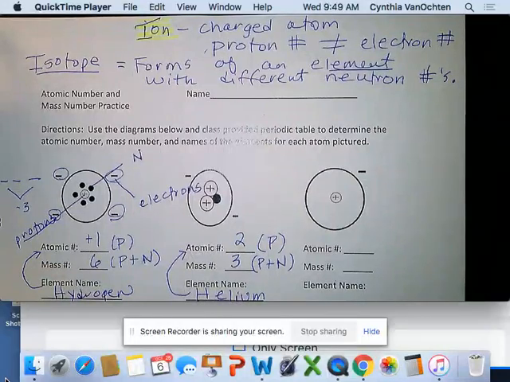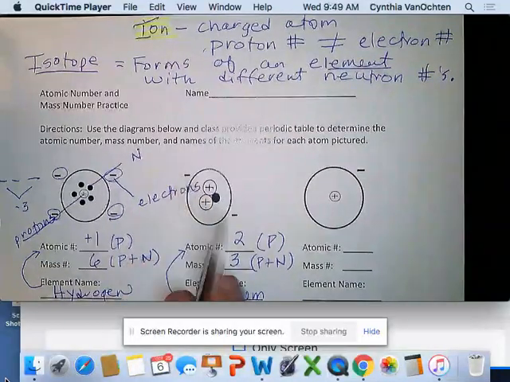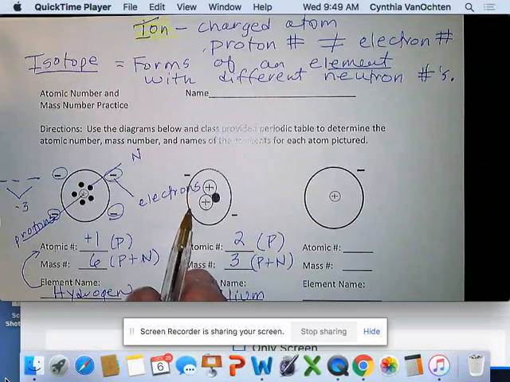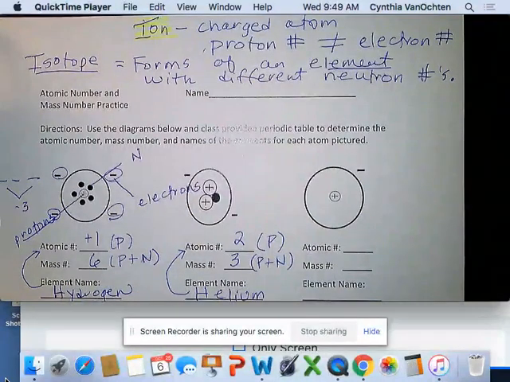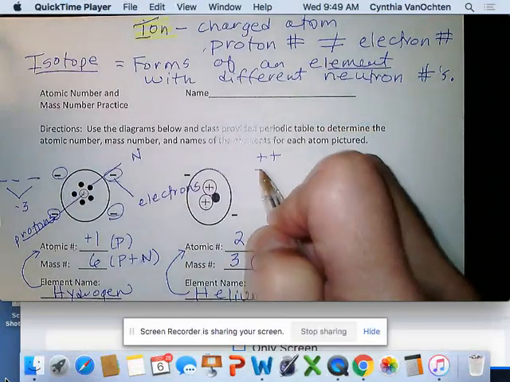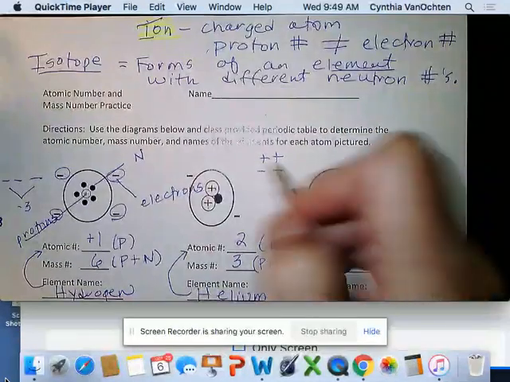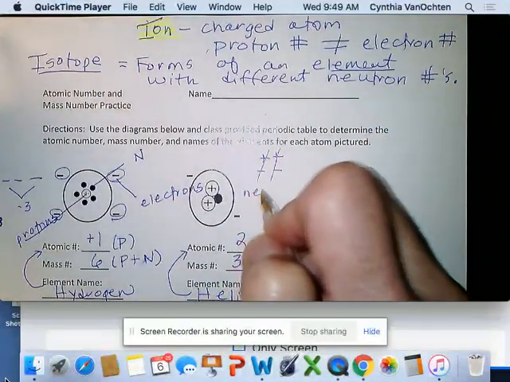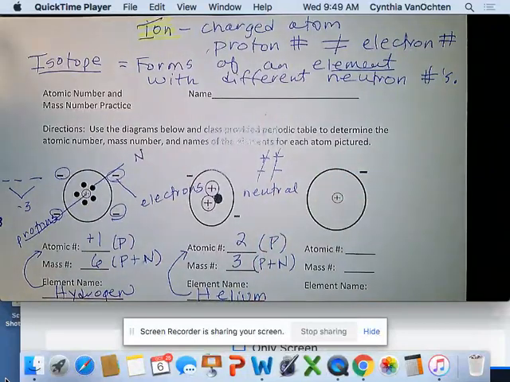Okay? So for this one, is this atom an ion? Is it charged? Can anybody tell me? Jillian, what do you think? How many positives does it have? 2. How many negatives does it have? 2. So does it have a charge? No, it's neutral. So this atom is neutral. And if I were you, I would jot these down as we're going through them, because then you'll have a nice sheet to look back at.